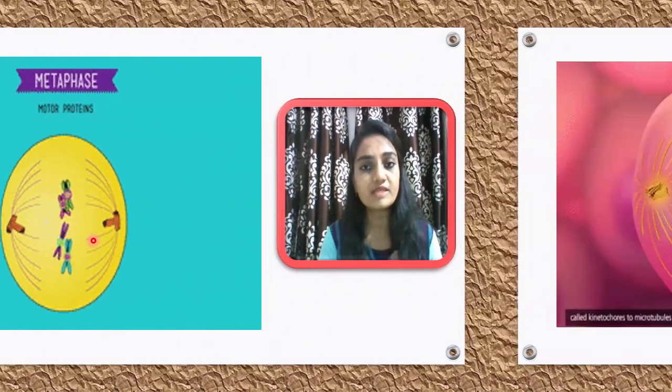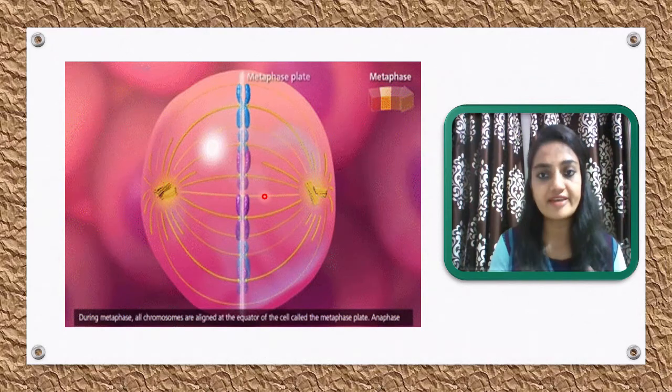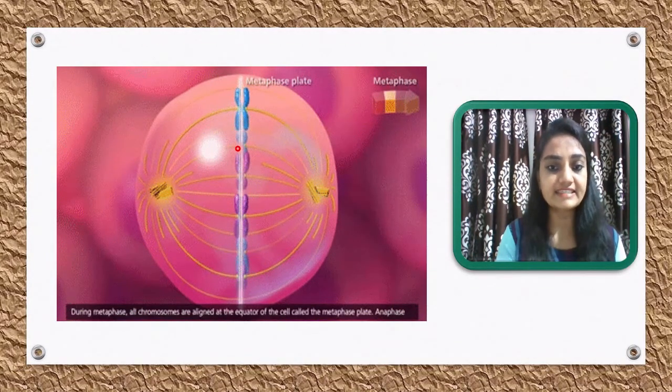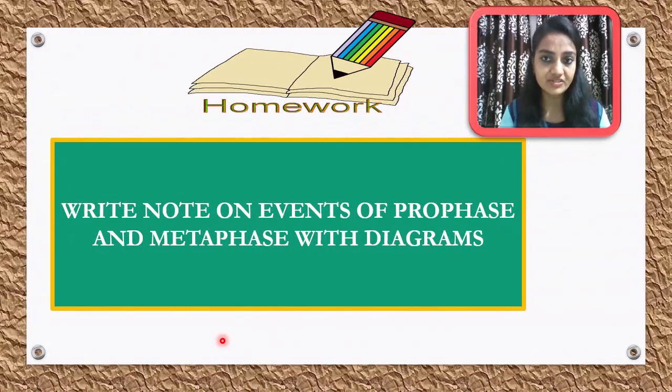What is metaphase? In metaphase, all the chromosomes are arranged on the equatorial region, that is the metaphase plate. Once all chromosomes are arranged on the metaphase plate, the next stage will be initiated. So this is your homework for today's lecture. And before we finish this lecture, let me go through one animation video. So look at this video.